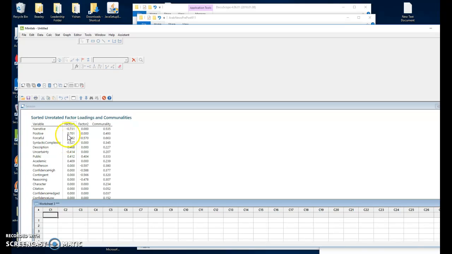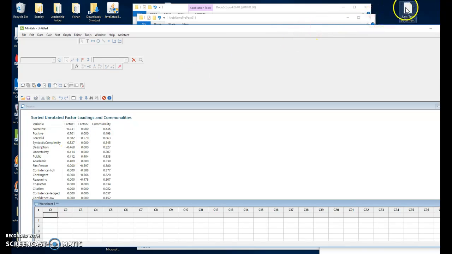each other. You see up here narrative is negative. That means it's inversely correlated with the positive. So when you see a lot of narrative in reporting, you fail to see positive, forceful, syntactic complexity. Description, though, is positively correlated with narrative because they both have negative signs, as is uncertainty.